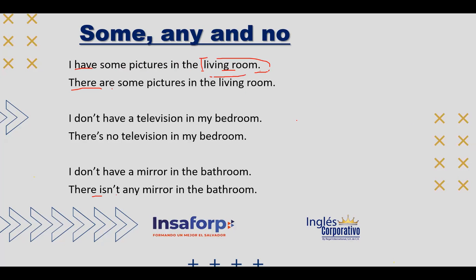O sea que el there puede suprimir al have. No suprimirlo, ¿verdad? Sino que tenemos esas dos opciones para decir, ¿verdad? ¿Qué muebles tenemos en la casa? Usted puede decir yo tengo o usted dice hay. Son dos opciones las que tenemos para referirnos a eso, ¿verdad? No es que uno suprima al otro, sino que son, we have two options. Tenemos esas dos opciones. Perfecto, gracias. Any other question?